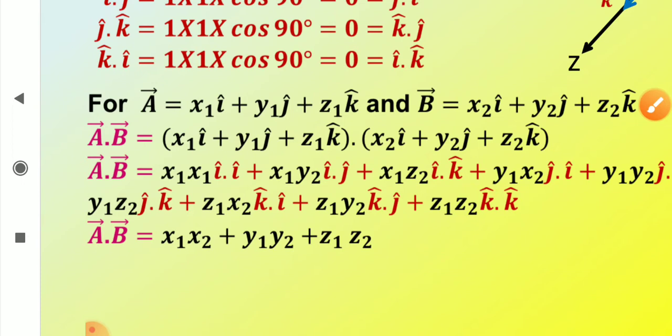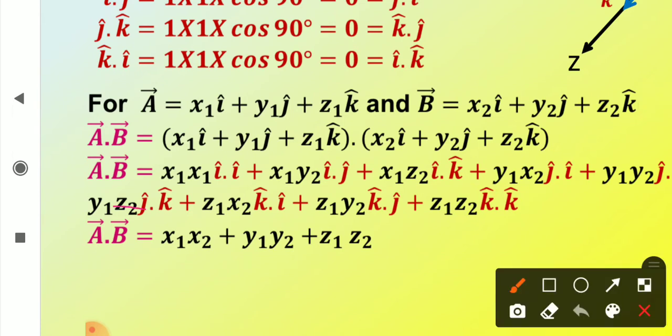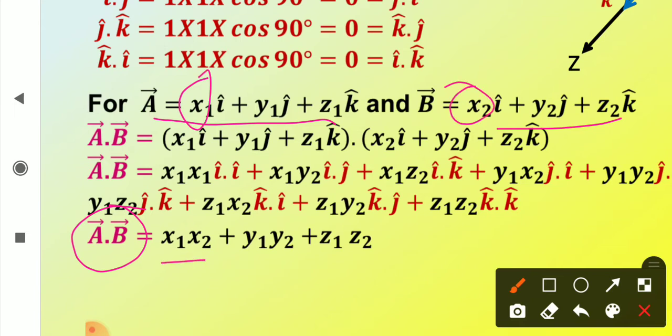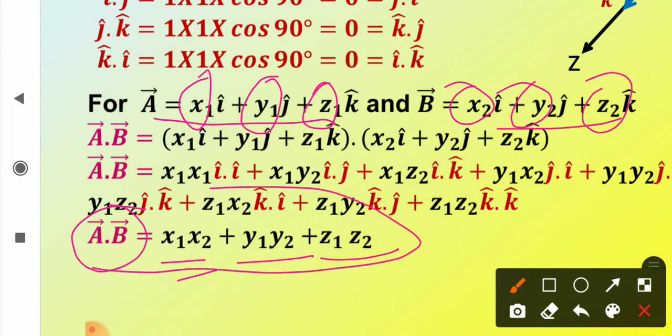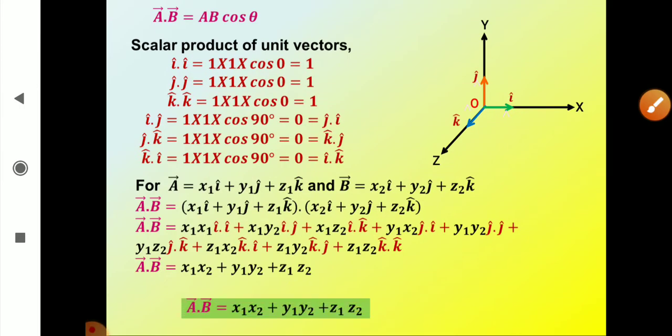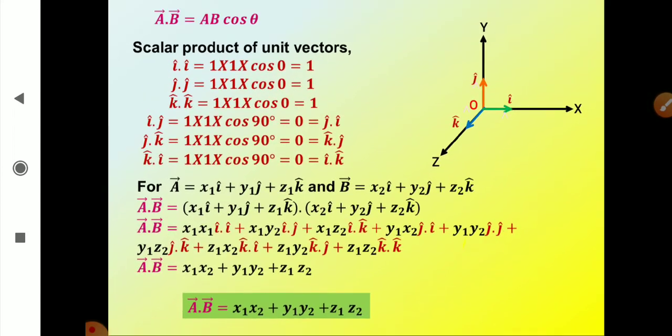So let us have a second look here. That means this scalar product of A dot B is, look at it, for these two vectors, coefficients of i are multiplied x1 x2, plus coefficients of j are multiplied y1 y2, plus coefficients of k are multiplied z1 z2. So if you want to find the scalar product, multiply the coefficients of i, j, k and you will get the result. So see the same relation here.